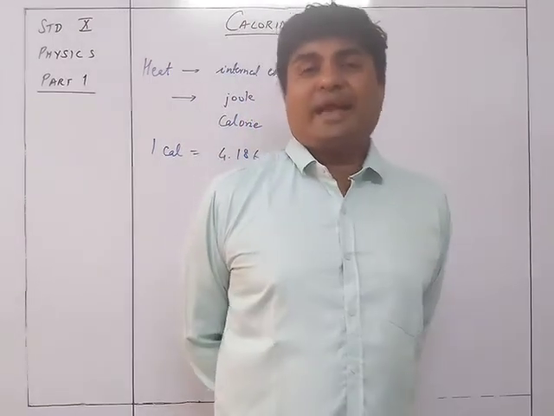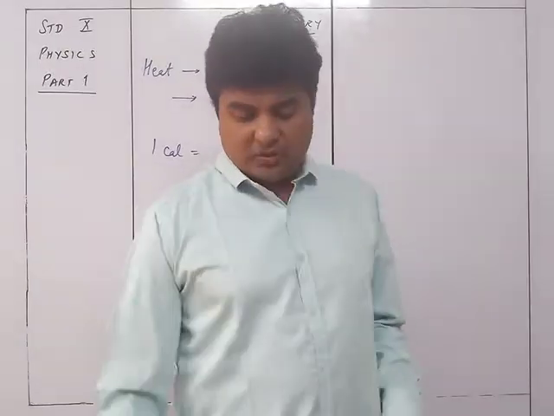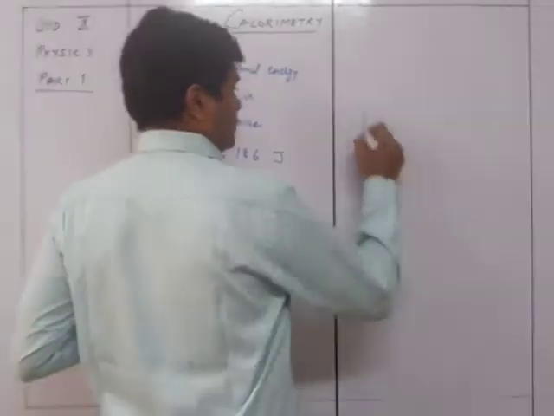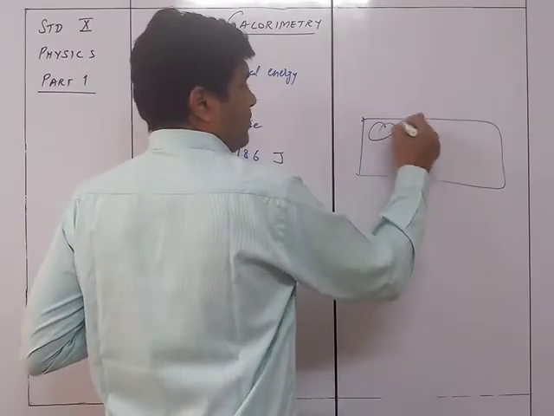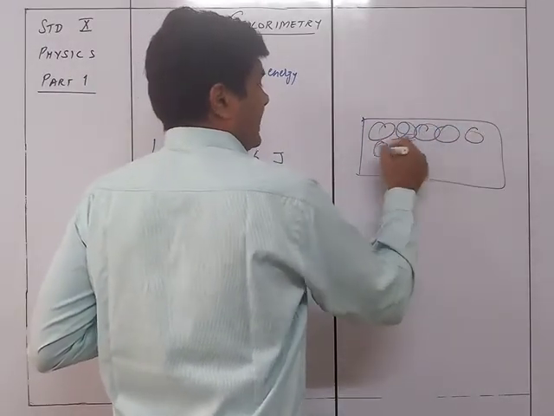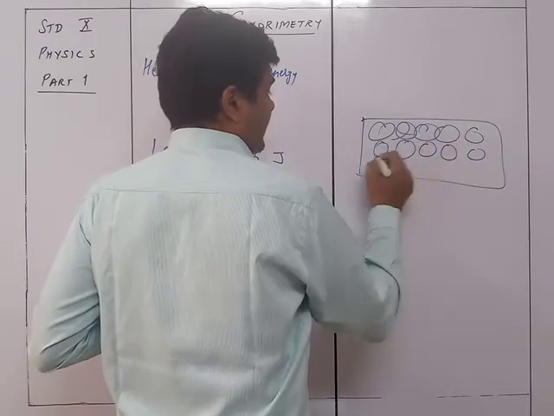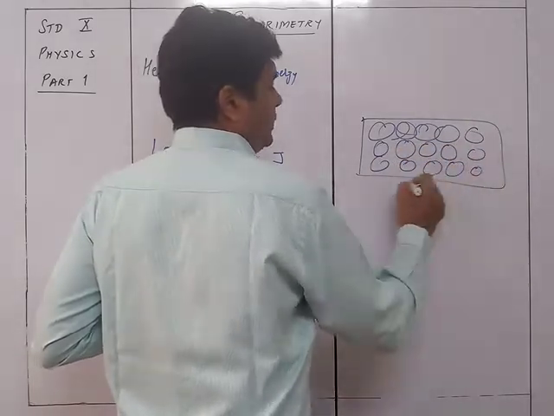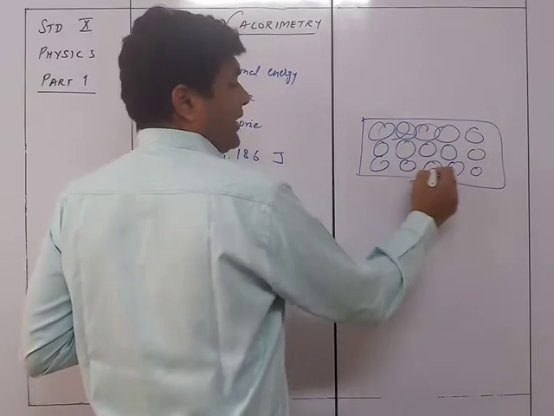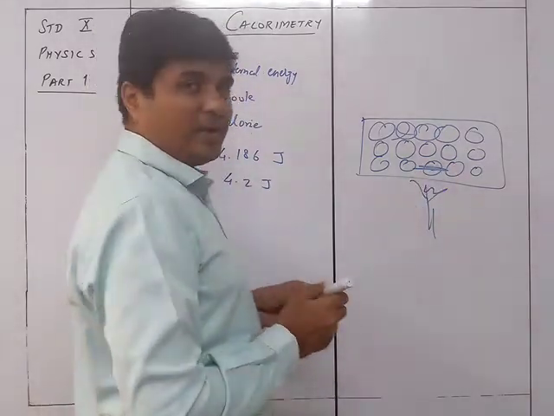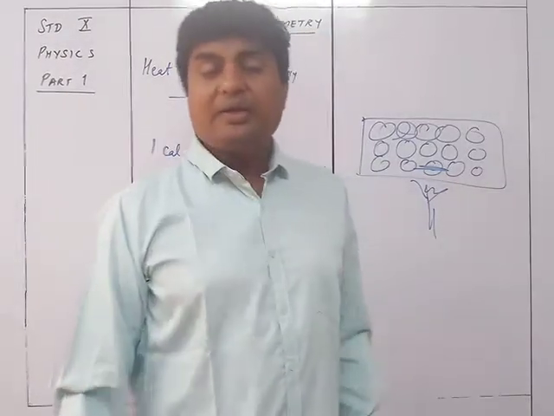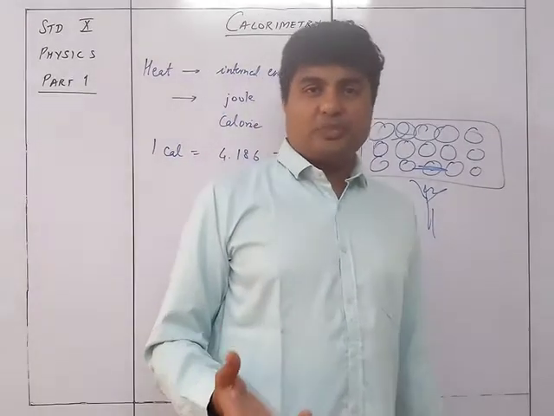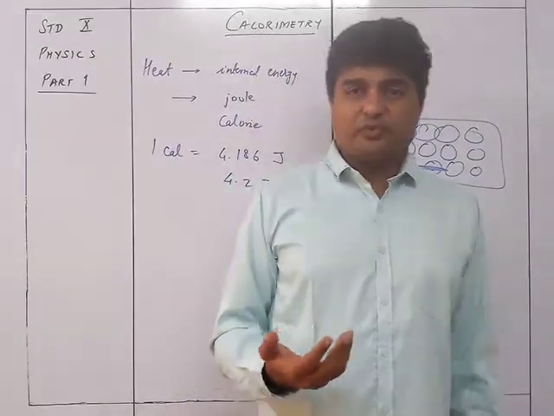In case of any particular substance, if we have a substance like this, we know that this substance has molecules in it. These molecules are in random motion inside, and when I start heating this, you will find that the random motion increases, so the collisions will increase, and accordingly the kinetic energy or the temperature of this particular substance is going to increase.